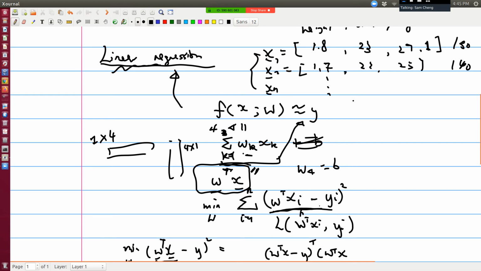So here W also, therefore, W and X are actually the same size, same shape. In this case both of them are 4×1. So if I want to multiply to get a number, I need to first take the transpose of W to make it 1×4 basically.